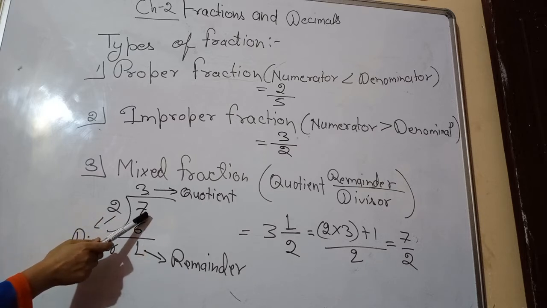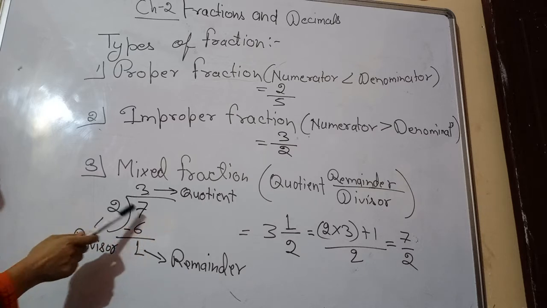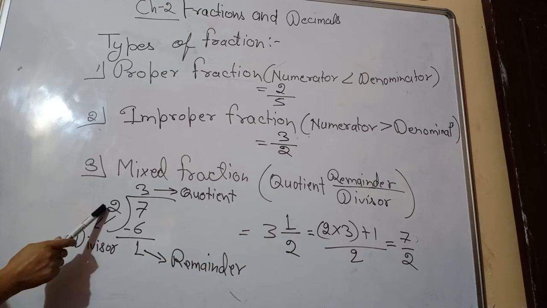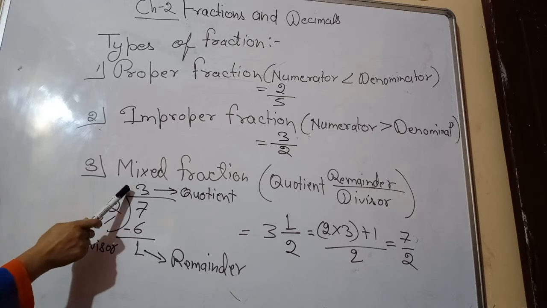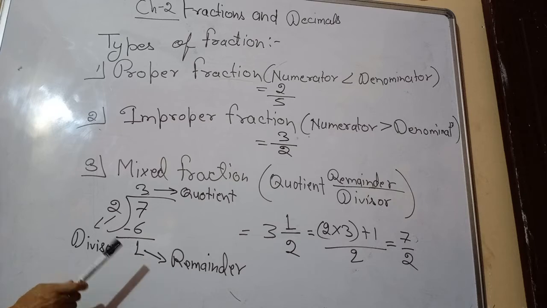So the number which we have to divide, and from which we have to divide. See, from which number we have to divide? From 2 we have to divide. So this is called divisor. After dividing, how many times it divides? That is called quotient. And the number which is left after division, that is called remainder.